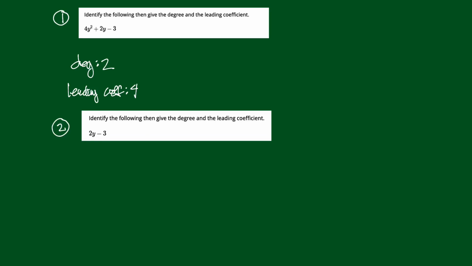In problem 2, let's identify the degree and the leading coefficient. Now, look at the variable here. The exponent is a 1. So the degree here is 1. You know what? I'm just going to write it here. The degree is 1, and the leading coefficient is the coefficient of the term on which you find the degree. So the degree appears right here, and that coefficient, the multiplier, is a 2. So that leading coefficient is a 2.